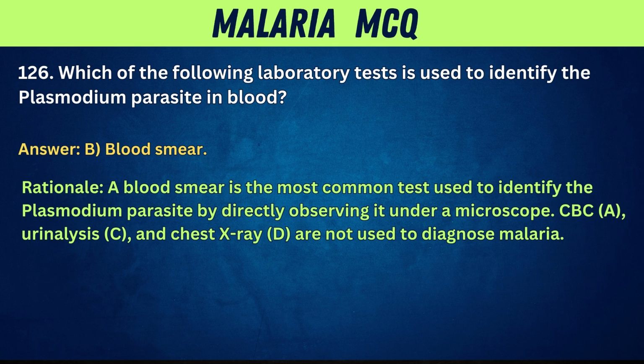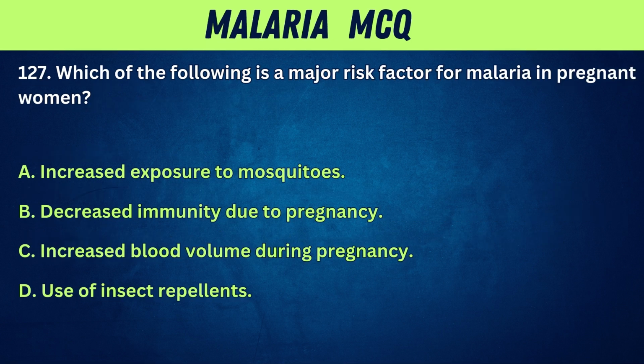Blood smear. Rationale: a blood smear is the most common test used to identify the Plasmodium parasite by directly observing it under a microscope. CBC (A), urinalysis (C), and chest X-ray (D) are not used to diagnose malaria.